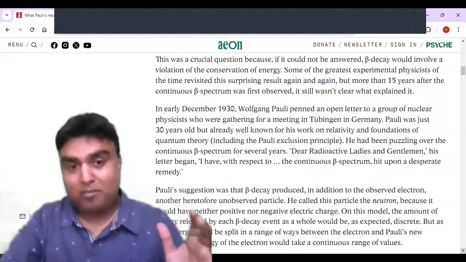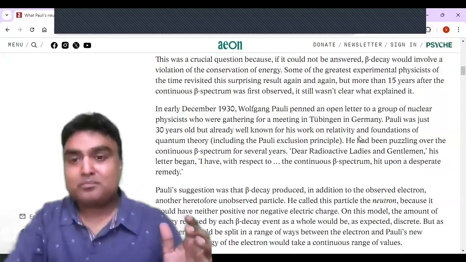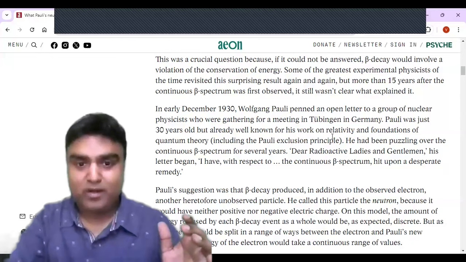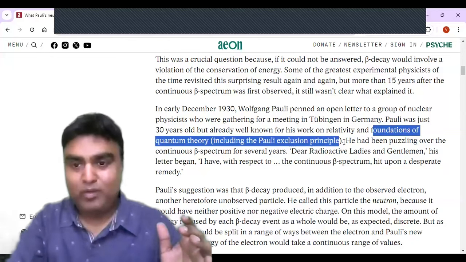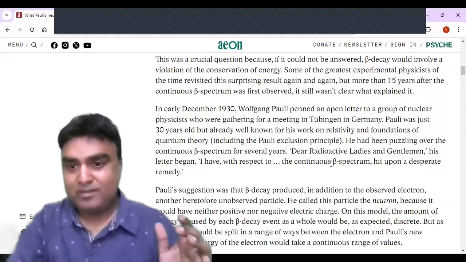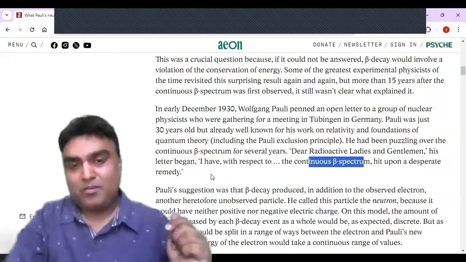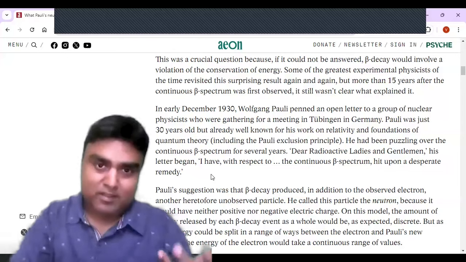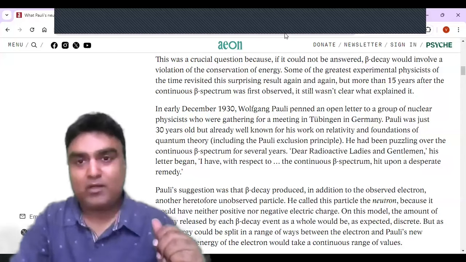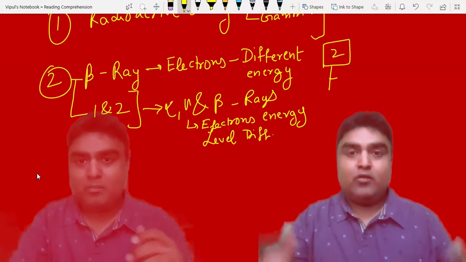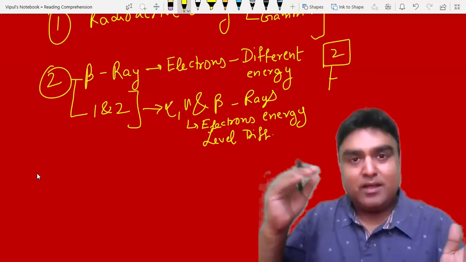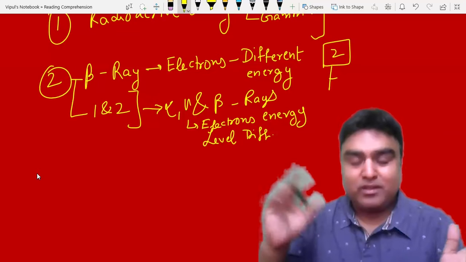Now this paragraph has many technical terms: work on relativity, foundations of quantum theory, Pauli exclusion principle, continuous beta spectrum. But then also, if you look at it, now let's say the third and the fourth paragraph, we are taking it as only three. And we are moving back to our board. Now let's paraphrase it. We have already read the third and the fourth paragraph of that passage.